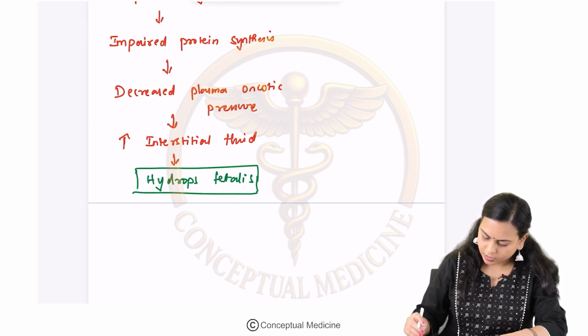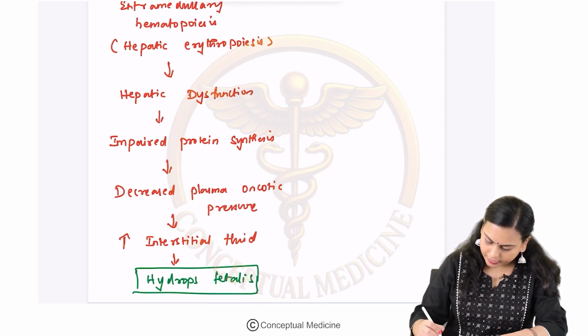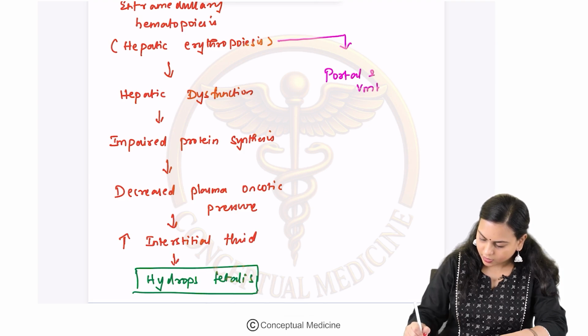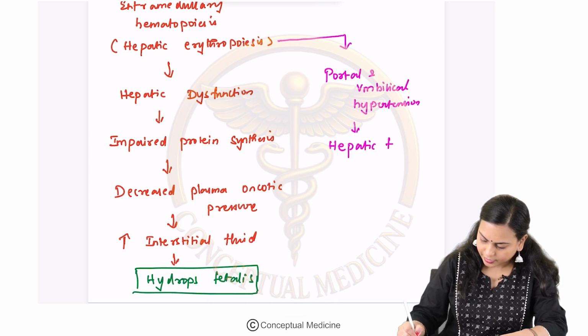Okay, and also this hepatic erythropoiesis is also going to cause portal and umbilical hypertension, that is also going to result in hepatic failure.